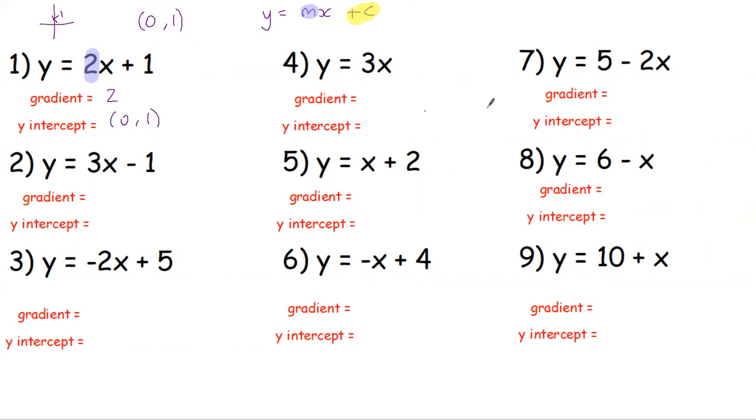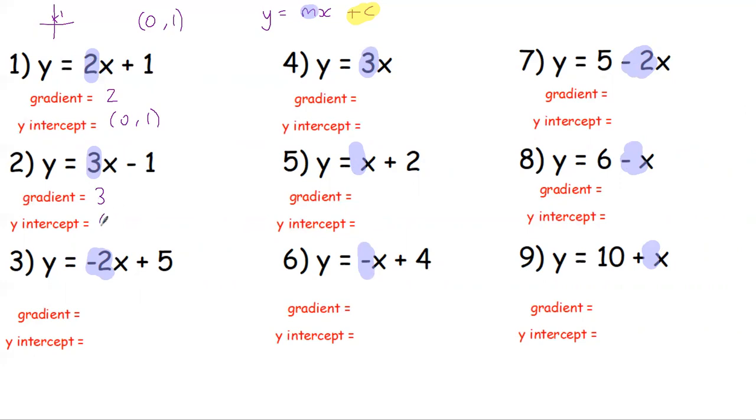The gradient. I'm just going to highlight all the gradients so you can see them. So the number in front of the x is always the gradient. Okay, there's some with no number, isn't there? But we'll go through them. So the gradient, that one is 2.